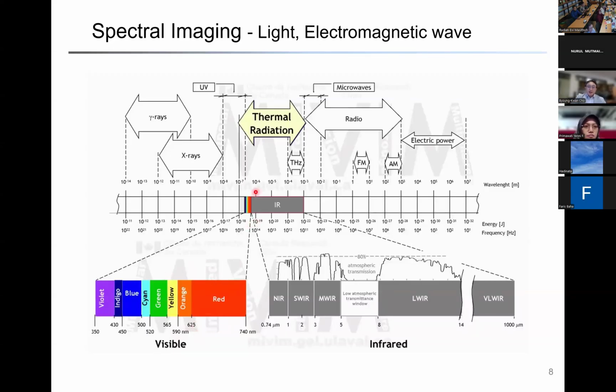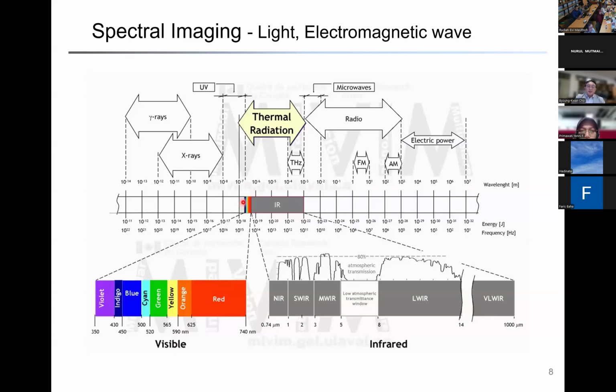Above the visible range, there is the infrared range. There is near infrared, short wave infrared, mid wave infrared, and long wave infrared. Those are the infrared region. Above the infrared region, there is the terahertz region, the microwave region, and also the radio wave region.